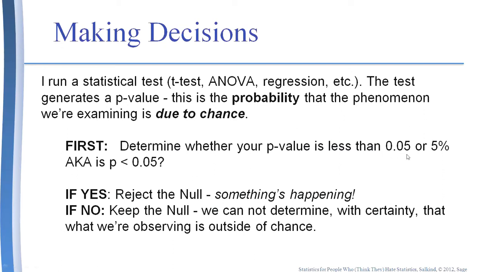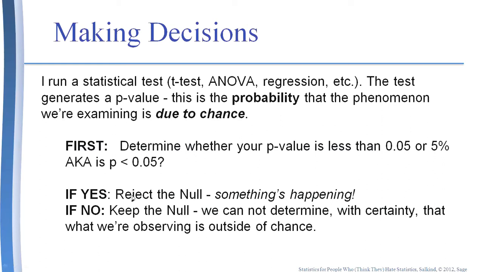Remember that when we're converting decimals and percentages, we move the decimal over right 2 places to get the percentage. So if we want 5%, it's 0.05, not 0.5. That's a very common mistake. 0.05 is the p-value threshold, okay? So when we run our test, what we care about is, is our p-value less than 0.05?